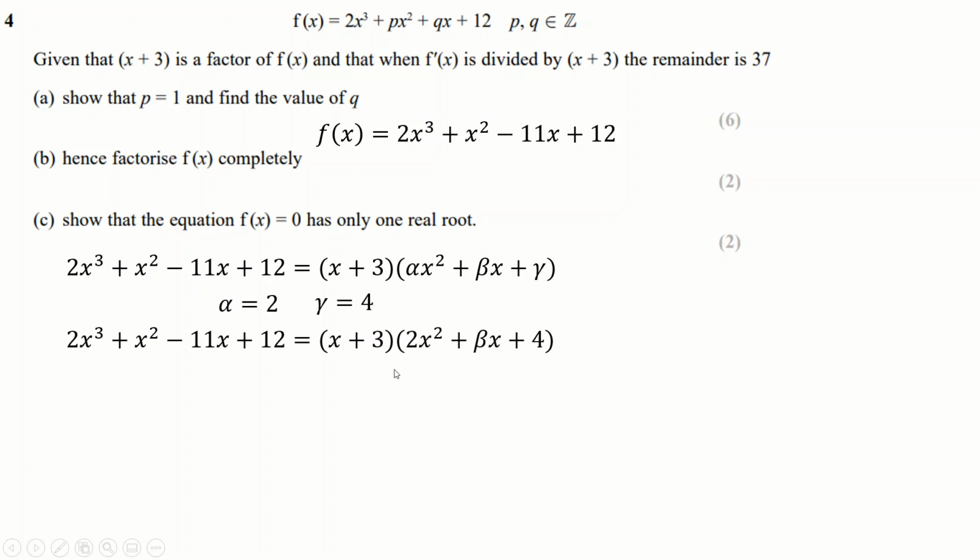So I can put those in, and now how do I find the beta? And by the way, as I'm doing this, if you want to just do polynomial division, feel free to. That's absolutely fine. It does work. I hate it, so I just always do this.